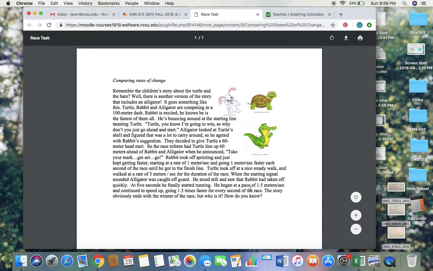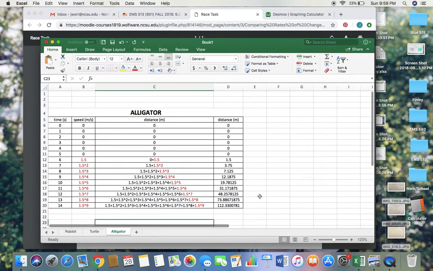And then finally, the most challenging one, the alligator. He just sat there for 5 seconds, and I took this to mean that he did not move for 5 seconds, and then after 5 seconds he started moving. So he began at a pace of 1.5 meters per second, and then he sped up by a factor of 1.5 times. So his is a little more complicated.